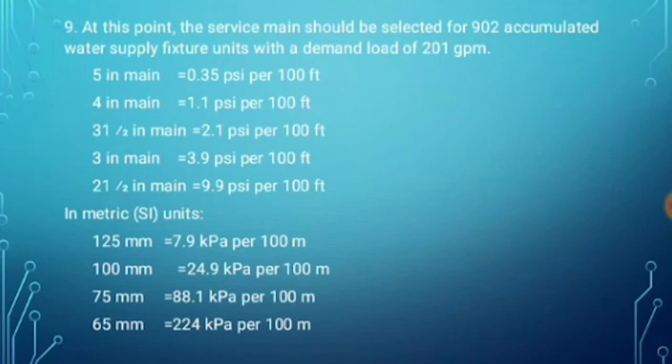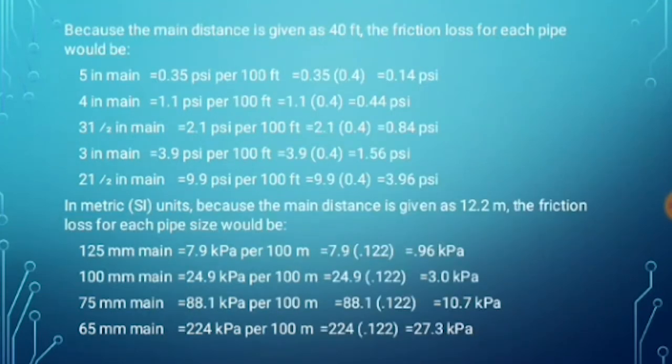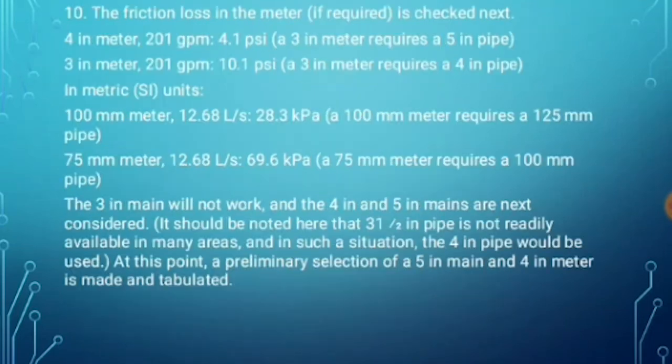At this point, the service main should be selected for 902 accumulated water supply fixture units with a demand load of 201 GPM. This is the result again. Because the main distance is given as 40 feet, the friction loss for each pipe would be, this is the friction loss computation. The friction loss in meters is checked next.